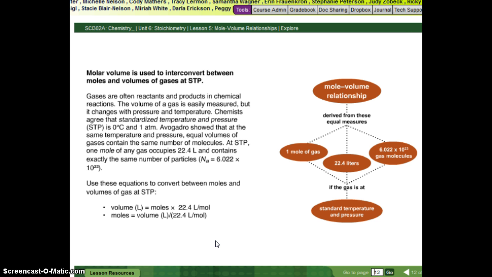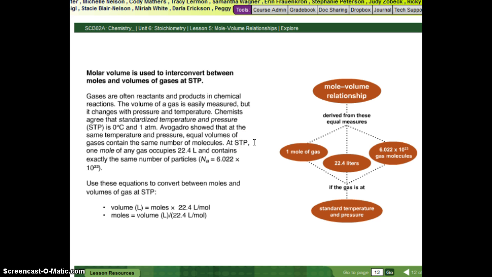Gases are often reactants and products in chemical reactions. Sorry, guys, I have a head cold. The volume of a gas is easily measured, but it changes with pressure and temperature. Chemists agree that standardized temperature and pressure, STP, is 0 degrees Celsius and 1 atm, or atmospheric pressure. Avogadro showed that at the same temperature and pressure, equal volumes of gases contain the same number of molecules. So that's what this line is. 1 mole at STP is the same as 22.4 liters, is the same as 6.022 times 10 to the 23rd gas molecules.